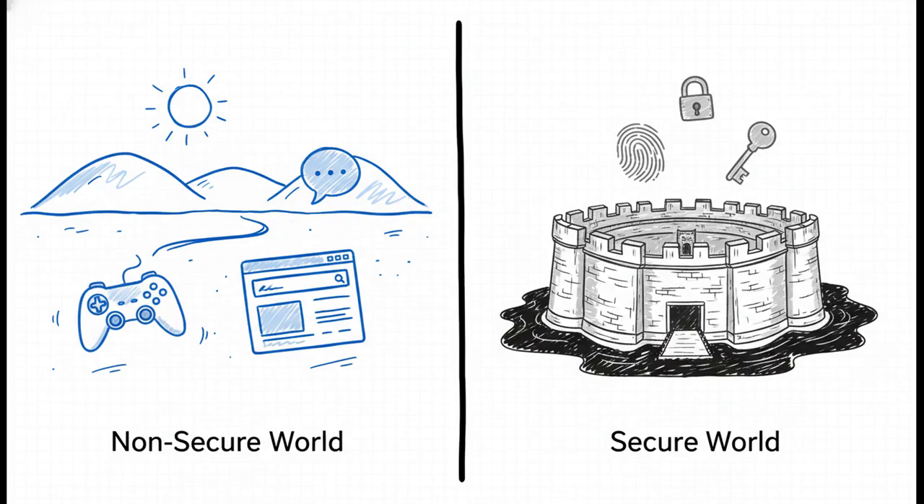So on one side, you've got the non-secure world. Think of this as the bustling open kingdom. It's where your operating system lives, your web browser, all your apps. Then on the other side, you have the secure world. That's the inner fortress, and only the most trusted code is ever allowed to run there. This is the place that protects your fingerprint data when you unlock your phone or your credit card info when you tap to pay. All the really important stuff.